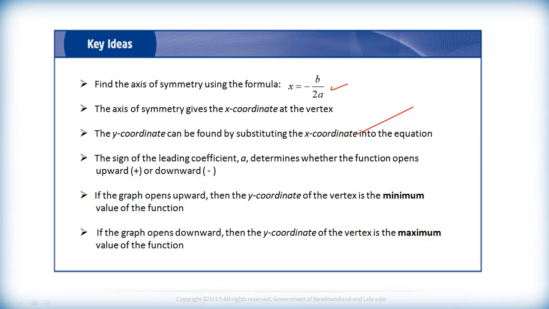Negative b over 2a gets your axis of symmetry, same as your x-coordinate at your vertex. And the y-coordinate we get by substituting that number back into the equation. The sign of the leading coefficient, a, determines whether the function opens up if it's positive or down if it's negative. If the graph opens upward, we have a minimum, and if it opens downward, we have a maximum.